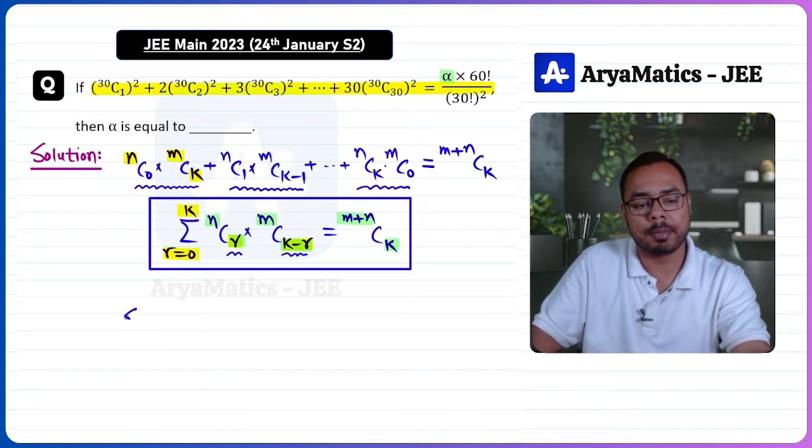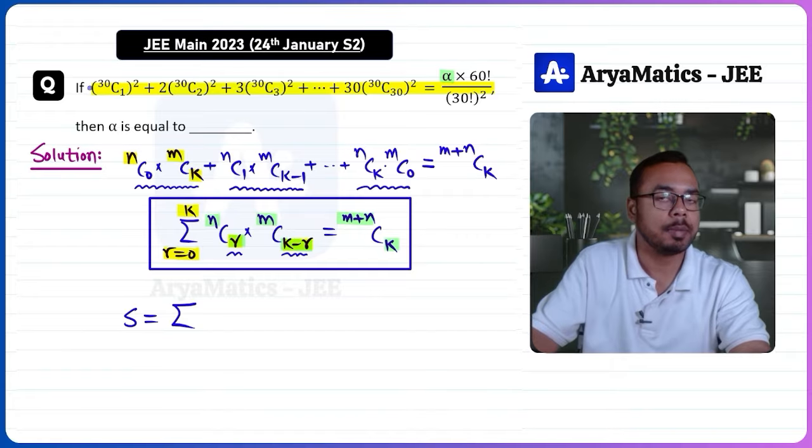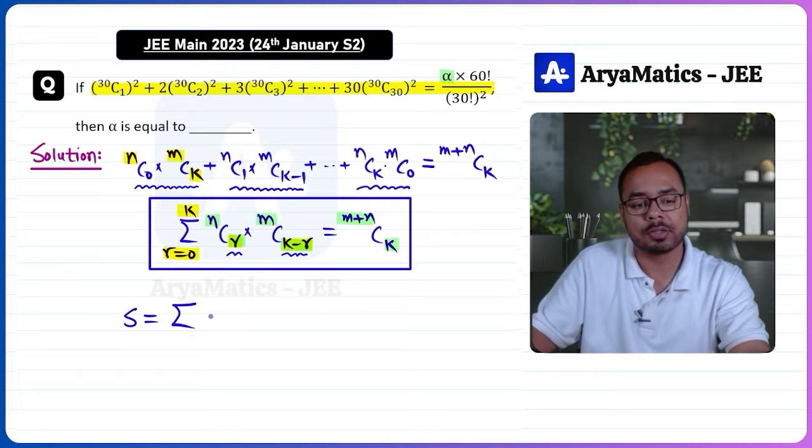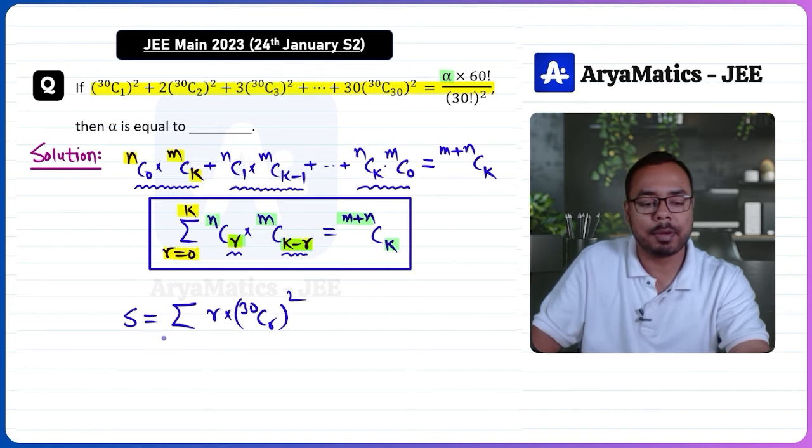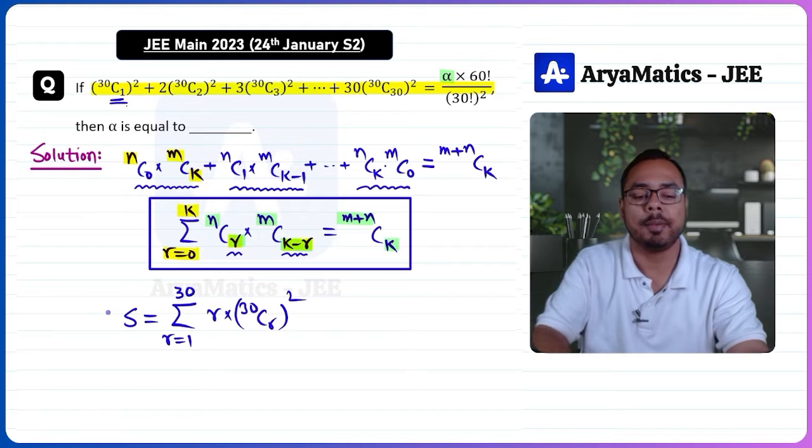Let us say that this sum is S. So S you can write as a summation. The first term is 1 into 30C1 squared, the second one is 2 into 30C2 squared, and so on. So it will be r into 30Cr squared, and the limit for r is from 1, for the first term, to 30 for the last one. So r is from 1 to 30.